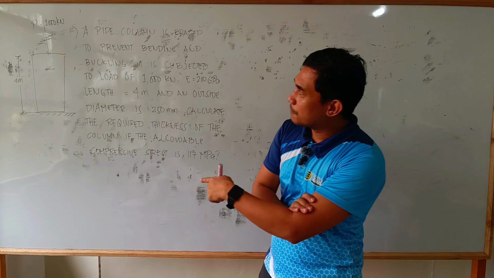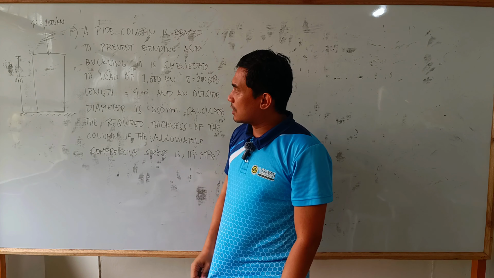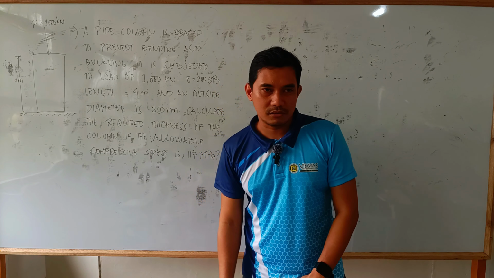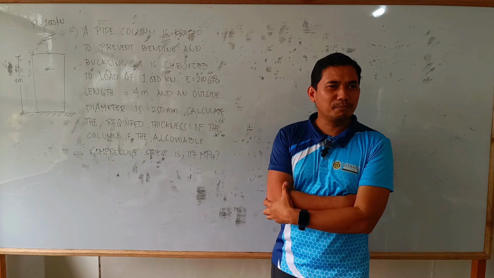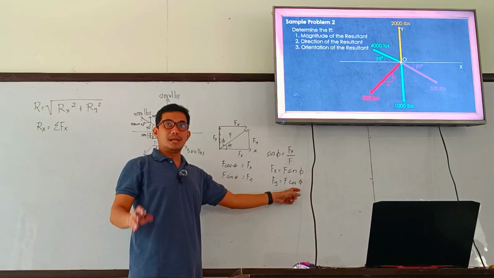Then we have the figure loaded on top, which is 1,000 kilonewtons, and the height of the column is 4 meters. Since it is a pipe, it is hollow, so the thickness is being required. Simple lang yan. Simple. Di malipat ha.